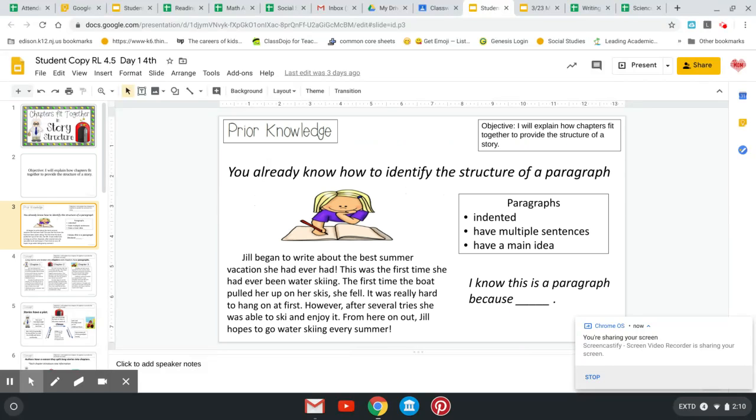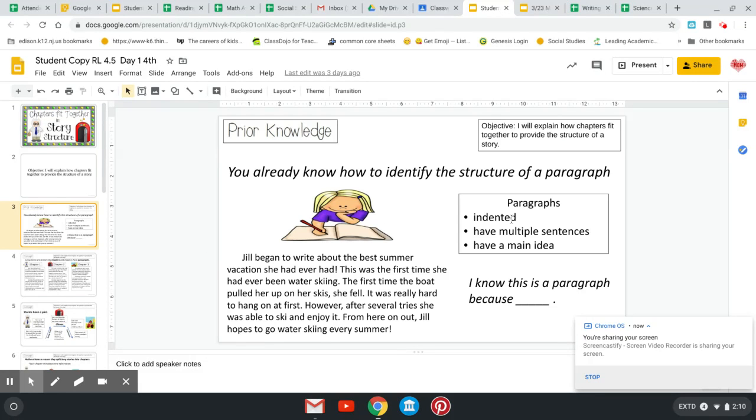Jill began to write about the best summer vacation she had ever had. This was the first time she had been water skiing. The first time the boat pulled her up on her skis, she fell. It was really hard to hang on at first. However, after several tries, she was able to ski and enjoy it. From here on out, Jill hopes to go water skiing every summer.